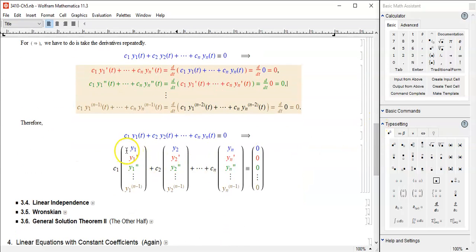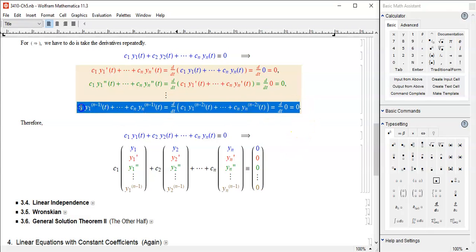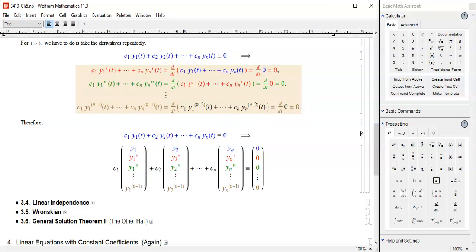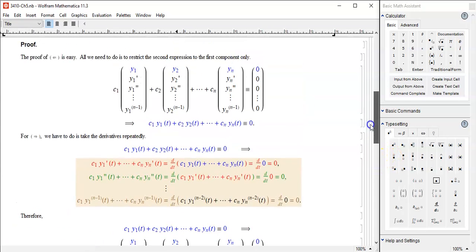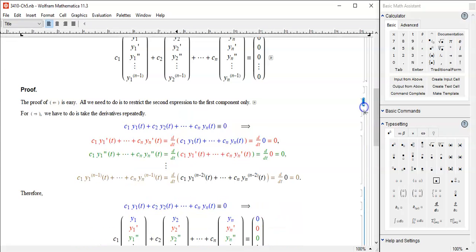So here we go. No derivative, first row. Take the derivative, and we have the second row. Take the derivative, we get the third row. Do it again, we get the fourth row. Do it again, until we hit the end: the n minus first derivatives. We have them here, in the last row. They were 0. That completes the proof.